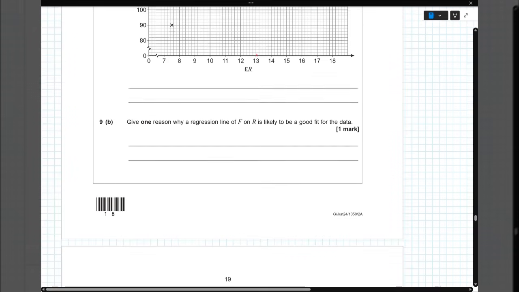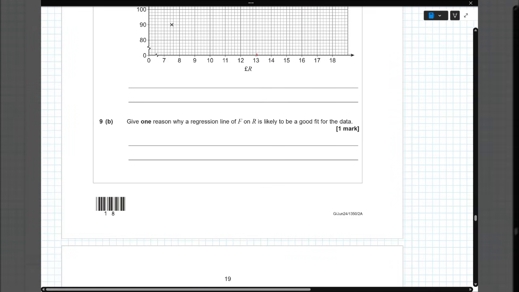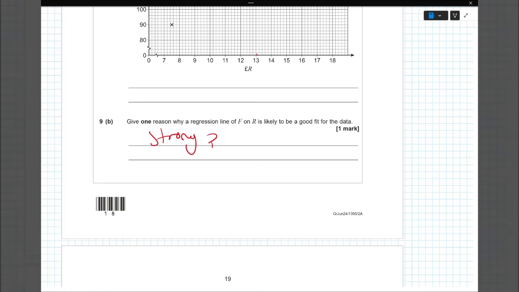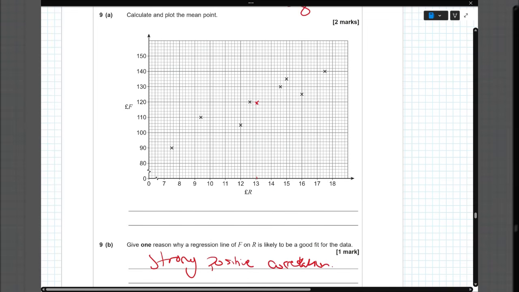Give one reason why a regression line of F on R is likely to be a good fit for the data. Well, we've got a strong positive correlation, and therefore we'll be able to draw ourselves a fantastic line of best fit. I wonder if they're going to ask us for that.